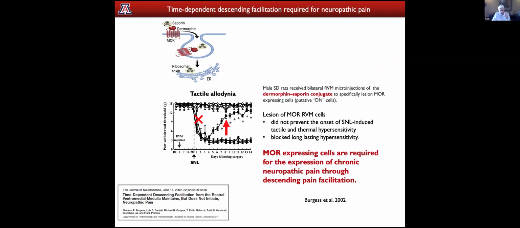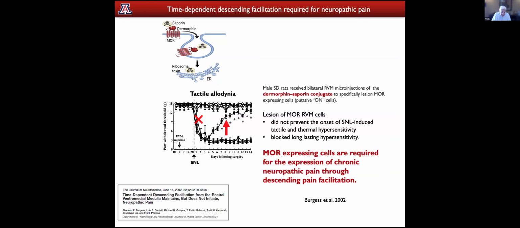And around this time, my laboratory was interested in understanding how these cells might participate and how descending modulation might participate in chronic pain. And the way that we approached it was to use one of the interesting tools that was available at that time, and that was a ribosome inhibitor called saporin. So the idea was that if we conjugated saporin to a mu opioid receptor agonist, such as dermorphin, highly selective for the mu opioid receptor, that the conjugate, the dermorphin-saporin, would be internalized. The G protein coupled receptor would essentially be a portal of entry into the cell, and this would prevent protein synthesis and would kill the cell.